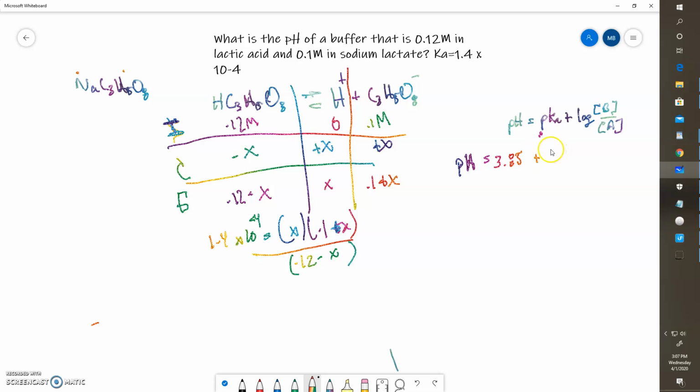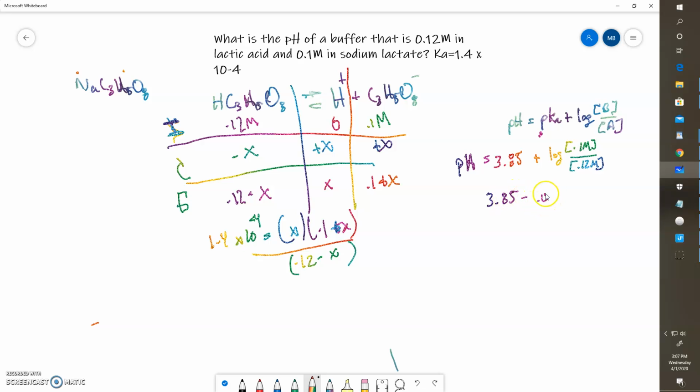And I'm going to add that to the log of this division problem, where my base, remember, the anion, was the sodium lactate, and that is 0.1 molar. I'm going to divide that by the concentration of my acid, which is 0.12 molar. This is so much easier, right? You do 0.1 divided by 0.12, and that gives you 0.83. You take the log of that. It is minus 0.079.